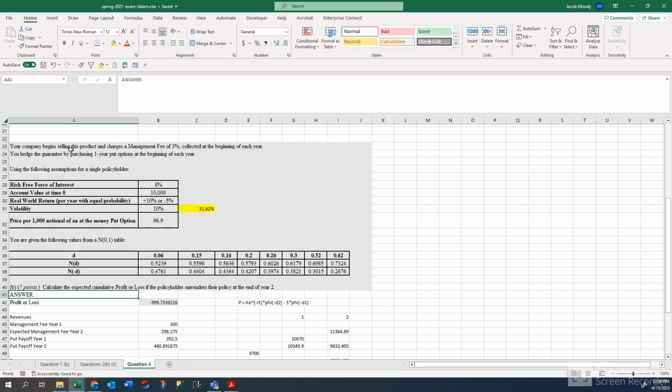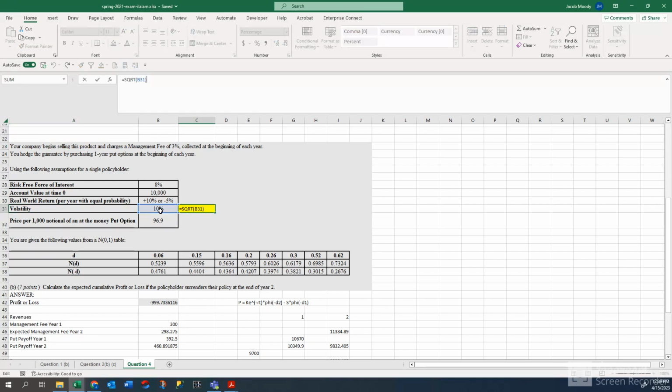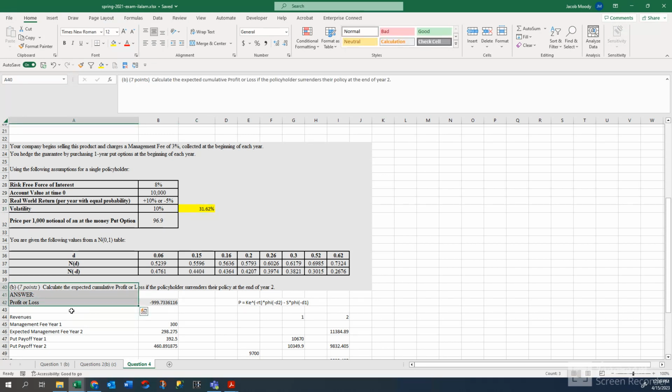Just note that the one modification I make just to follow with the SOA solution is for the volatility. I use this highlighted part, which is actually the square root of 10%. So sigma is 31.62% in my example. And it says here to calculate the expected cumulative profit or loss if the policyholder surrenders their policy at the end of year 2.